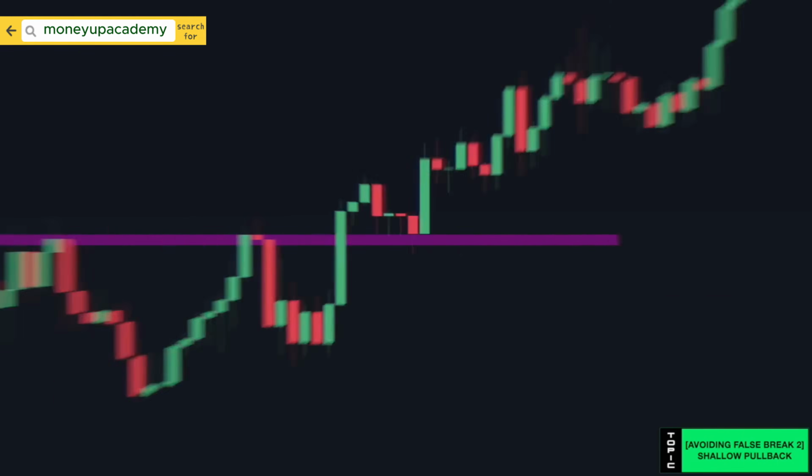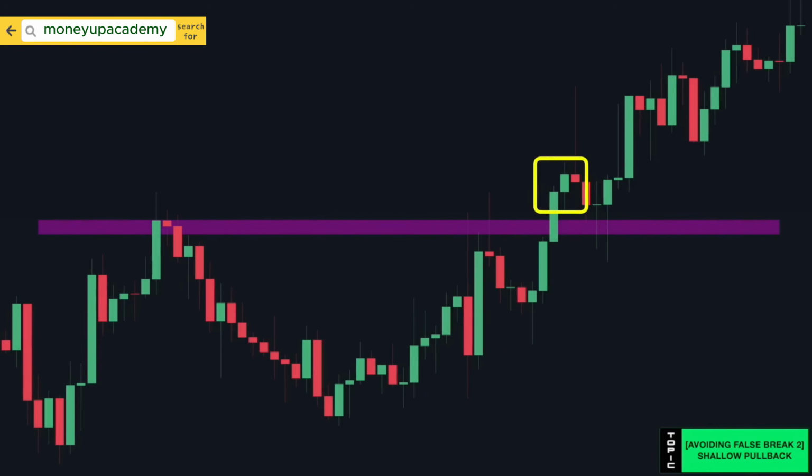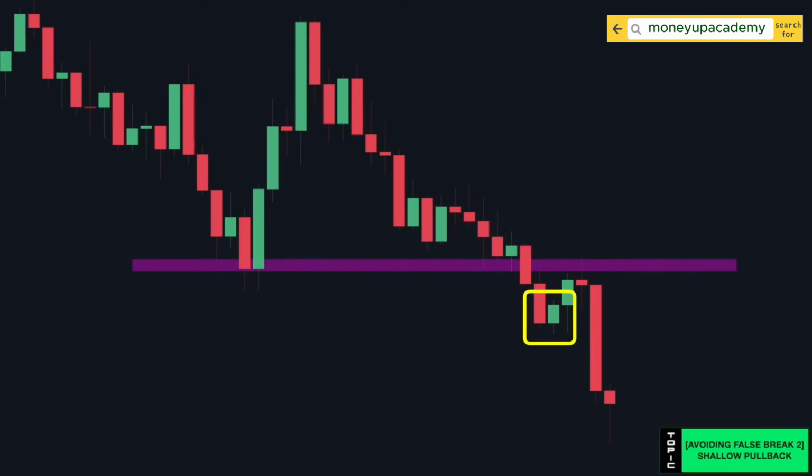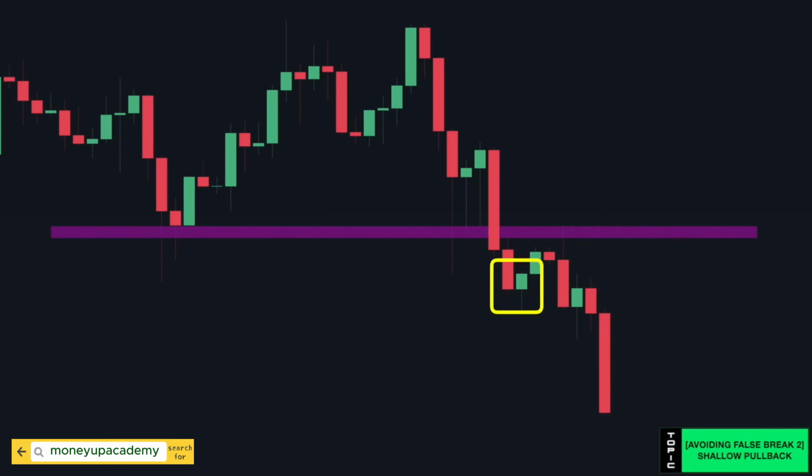Let's show this again. Breakthrough, shallow pullback, long trade setup. Now in a downtrend, this works the same. Breakthrough, shallow pullback, short trade setup.